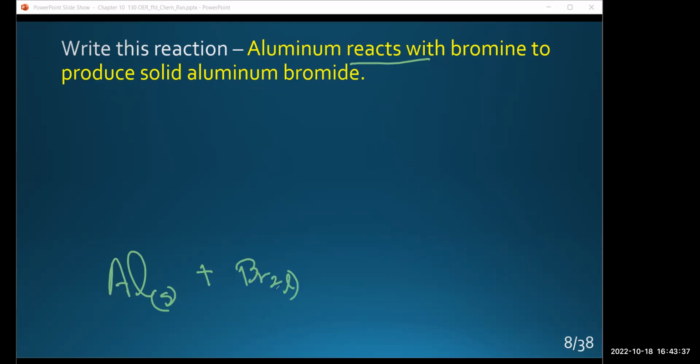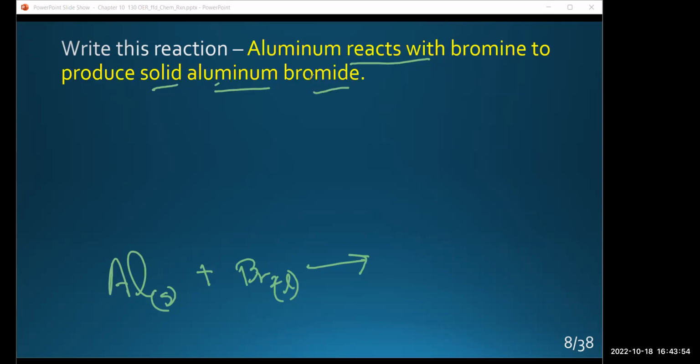It's also a liquid, right? Only one of the two liquids. "To produce" is our arrow. And then we have solid aluminum bromide.